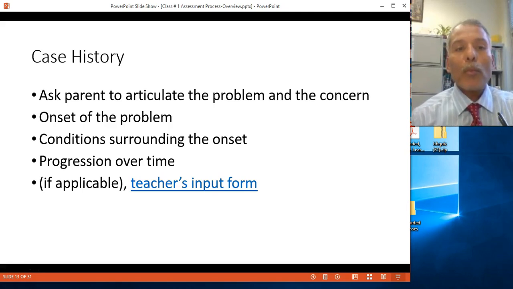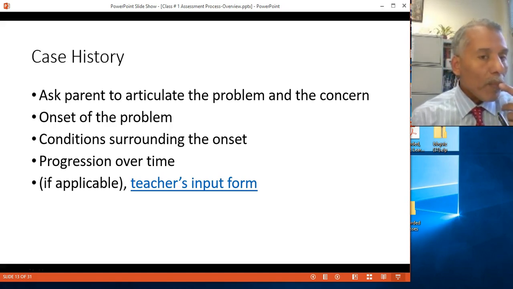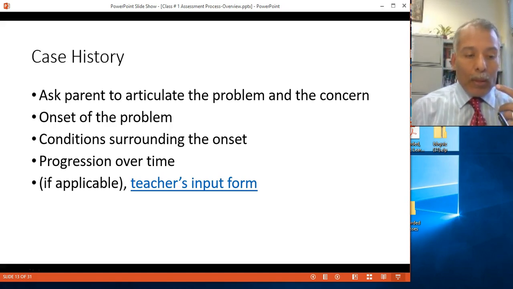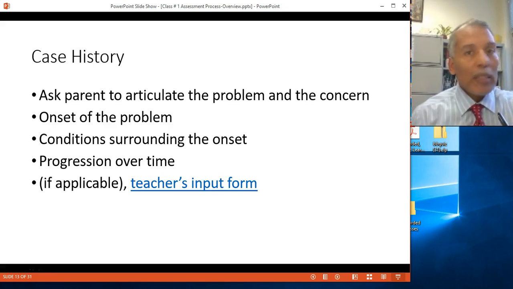Also, it is important to ask them about when the problem occurred, the onset of the problem, and the conditions surrounding the onset. For example, a child immediately started stuttering or started stuttering at a certain age. You need to understand, when did you first notice this problem? And then, for example, when that happened, was the person taking medications? What is new in the environment that could have triggered that problem to emerge?